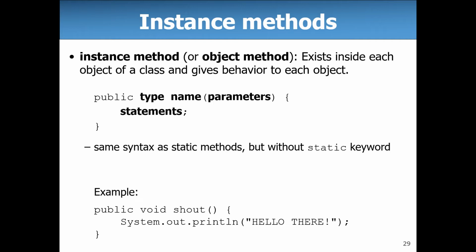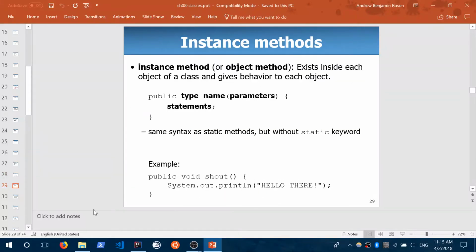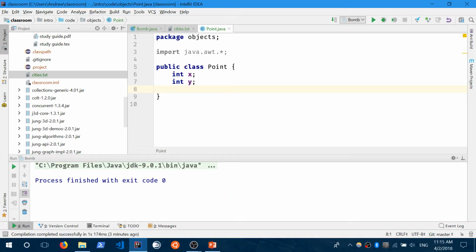They go inside of a class and basically each object has its own method that works on itself. And they look like this. Public, then the return type, then the name of the method and all the parameters. So essentially just like a static method, only it doesn't have the word static. Okay? So here's their example. Public void shout. System.out.println, hello there.